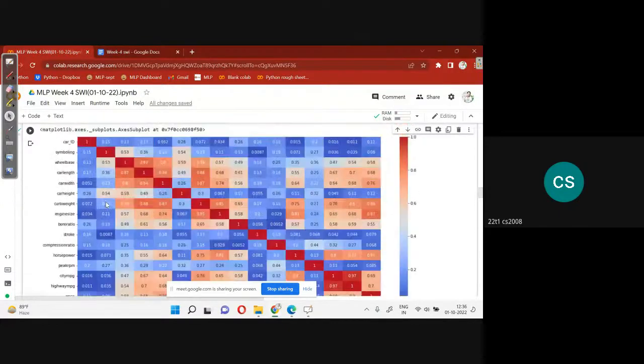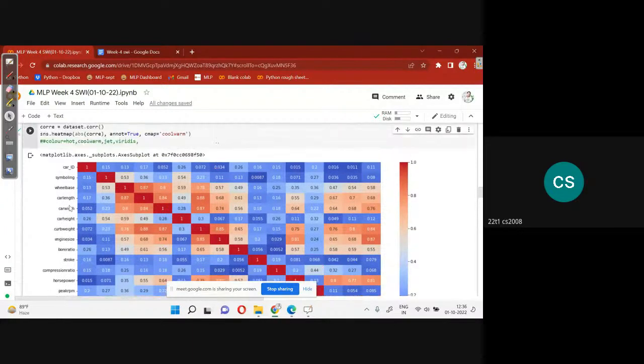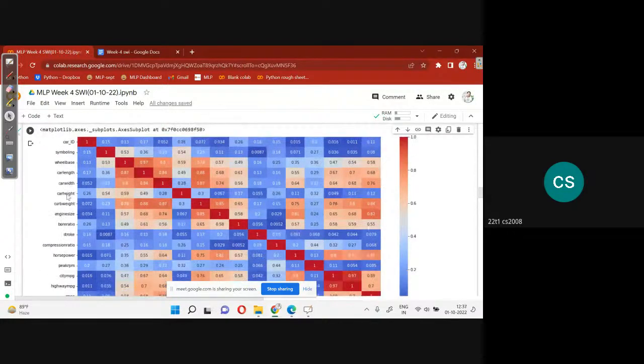To do that, you have to perform some feature engineering. For example, car length into car width will give you the curb weight, because curb weight is the weight of your car when it is empty. Car length into width denotes length into breadth, and once we multiply by height, it will be the volume of your car. The volume of the car and the weight of the car will be highly correlated.